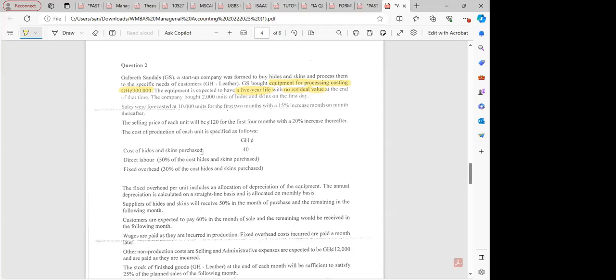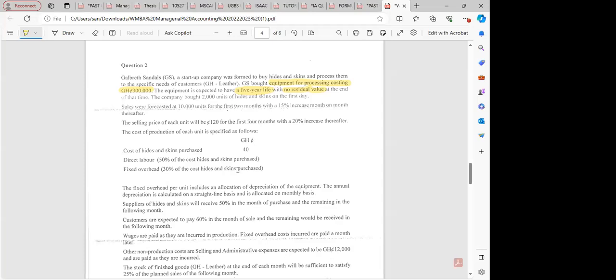Direct labor cost should be 50% of the cost of hides and skins. So it means that labor cost is 50% of 40, which is 20. And fixed overhead 30% of hides and skins, which should be 12. So that is the cost element that you have to consider. Let's continue with the reading.